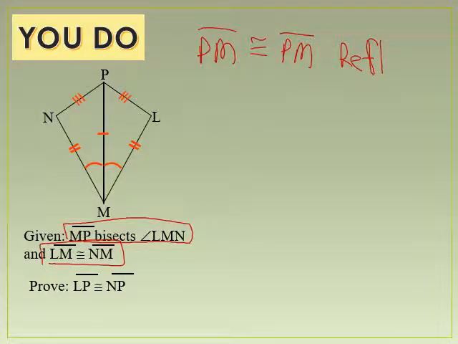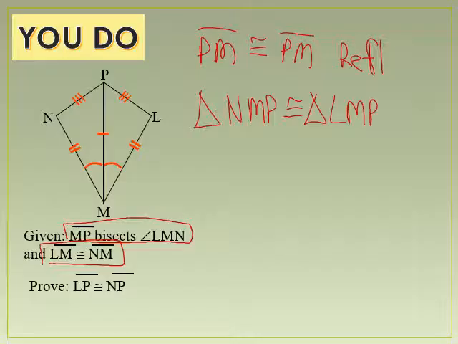And now we can see that we can prove these triangles congruent. Remember, you could have started your congruence statement a bunch of different ways, so just because yours doesn't match mine doesn't mean you're wrong. I'm going to go NMP. That triangle is congruent to triangle, so if I go NMP, I went double tick mark to single tick mark, so I'll go double to single, LMP. And then my reasoning for this would be side angle side congruence.